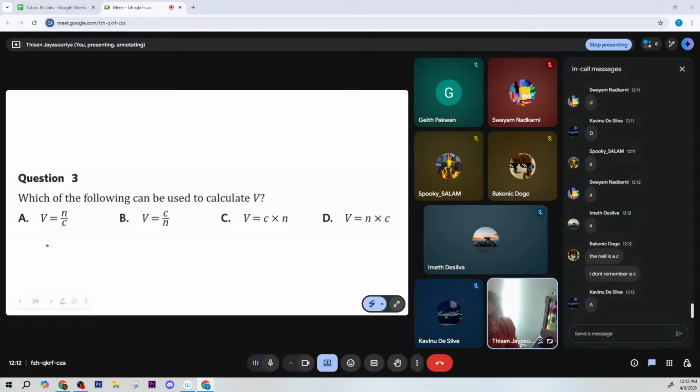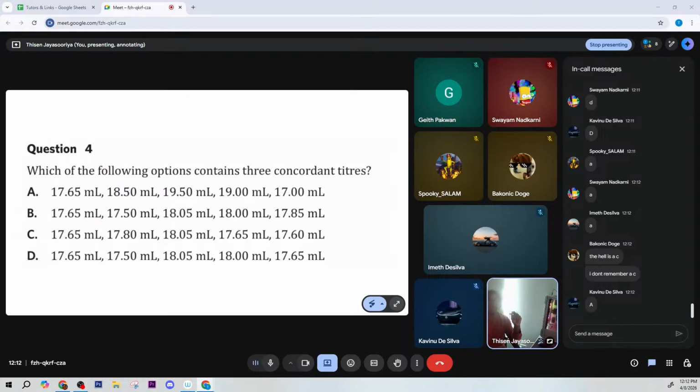Yeah, the answer is C, because it's n equals CV, which means that V equals n over C. And then here, which one of the following options contains three concordant titres?